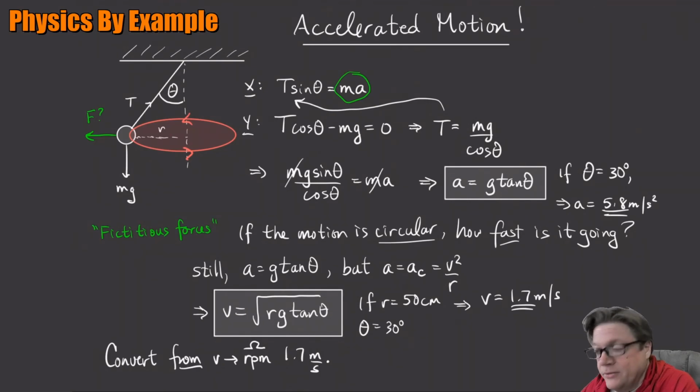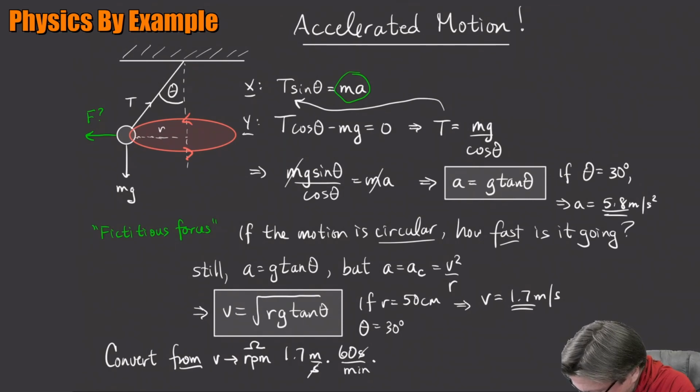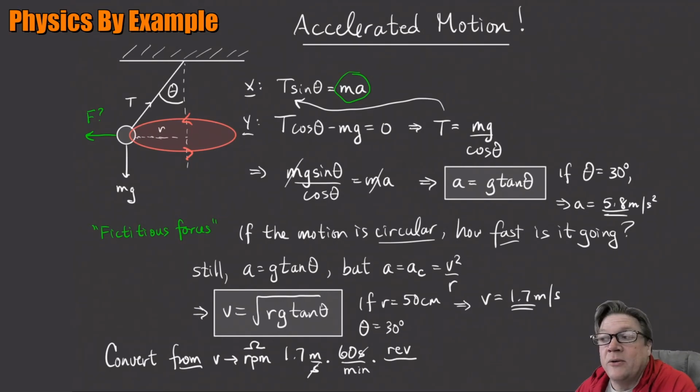The first thing I'm going to do is get rid of the seconds. 60 seconds per minute. So this is just dimensional analysis. Now I've got meters per minute. I need to do revolutions, so I need to put in revolutions per meter, and then I'm all set. How many meters are in a revolution? Well, we know that it's a circle, so if I go all the way around the circle once, it's just 2 pi times r meters.